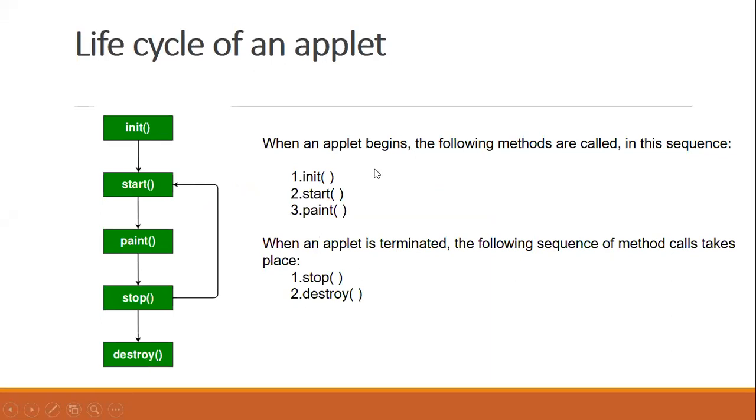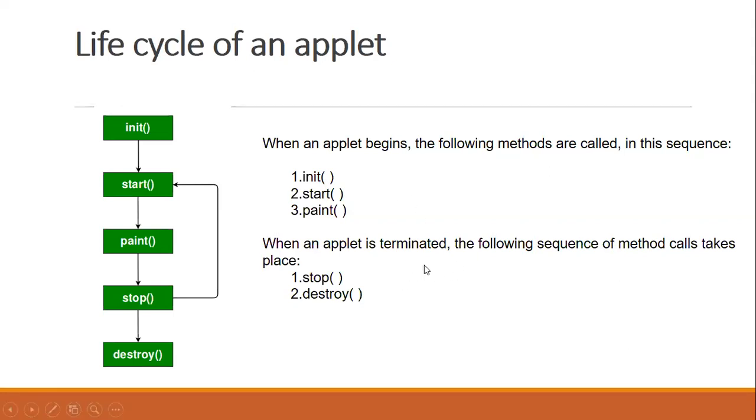When the applet begins, the following methods are called in the given sequence. So very first the init method is called. See, main method is not there, so the very first method to get invoked is the init method. After the init method, the start method will be invoked. And after the start method, the paint method will be invoked. These are the three major methods which will be called in the same sequence: init, then start, then paint.